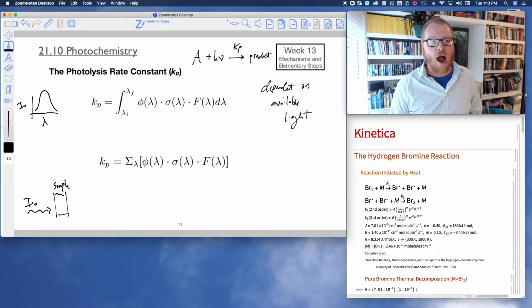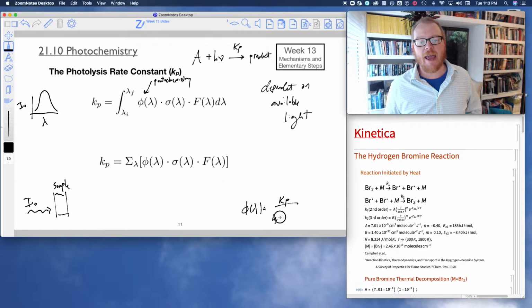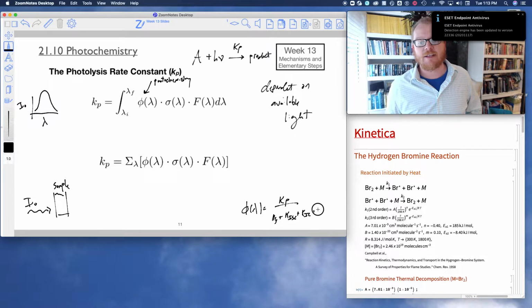And so now you can calculate a photolysis rate constant of that by integrating the quantum yield for photochemistry. So that's what that gives you. So phi of lambda of photochemistry is going to be Kp divided by Kf plus Kisc plus Kic plus Kp.